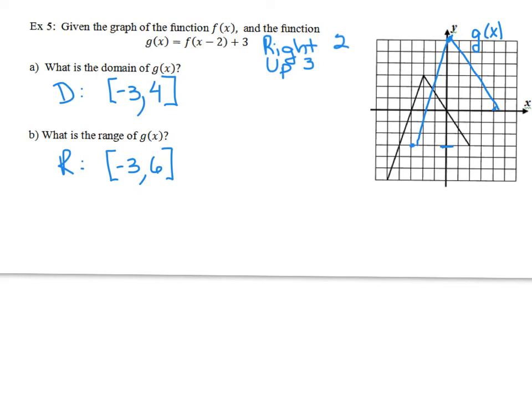So translations are going to be really important for us when we're talking about all kinds of parent functions. And as you could see today, translations are one of our easiest kinds of transformations. In class, we're going to be working with some more translations as well as other transformations. So we'll be using different colored pens when we draw our different graphs.